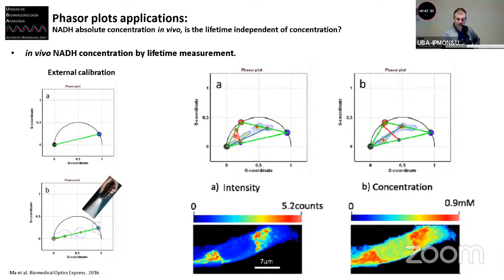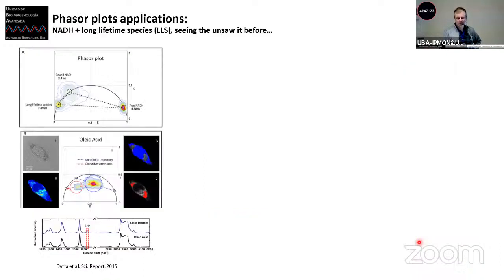So using this ruler, now we can quantify the amount of free and bound NADH in absolute terms. And we can build an image which is the quantification of the NADH concentration in the cell. But I insist, this can be done with any fluorophore, any fluorescent molecule that you can have in the sample.